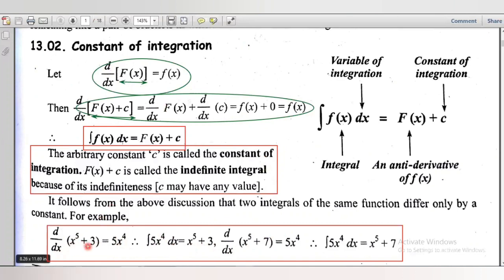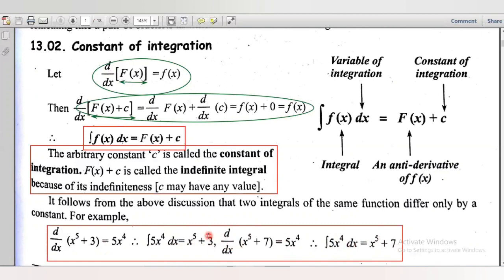So given that, we can write down this one. If we write down the integral of 5x raised to power 4 dx, the result is x raised to power 5 plus 3 here, and the integration of 5x raised to 4 dx is equal to x raised to 5 plus 7.